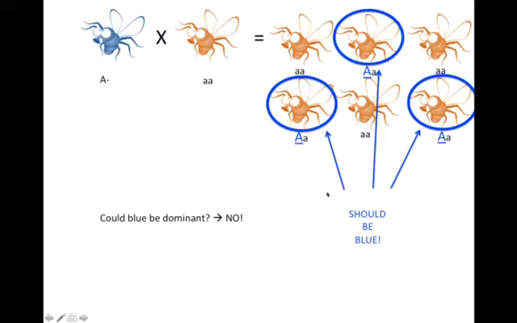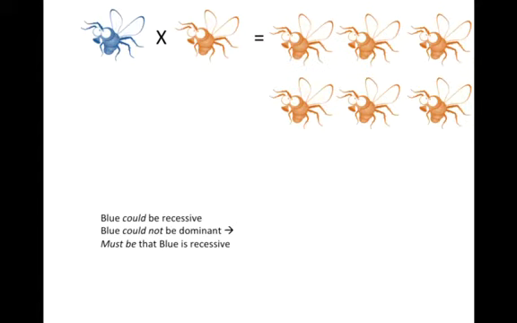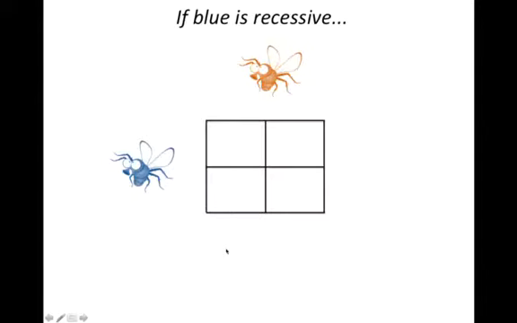Okay, so let's remember what we've worked through here. In this kind of cross, where blue crossed with orange gives all orange, that is consistent with blue being recessive, but it's not consistent with blue being dominant. So given that we've told you that one of these two is just a simple autosomal dominant, that means that blue must be recessive. So for the answers to the questions, let's think through what we were talking about here.